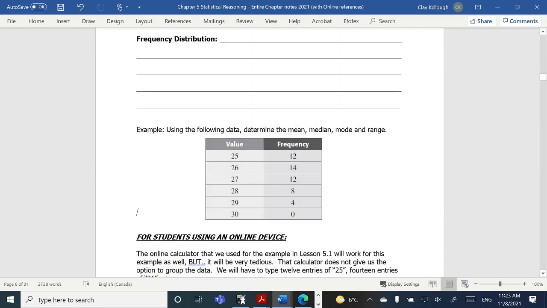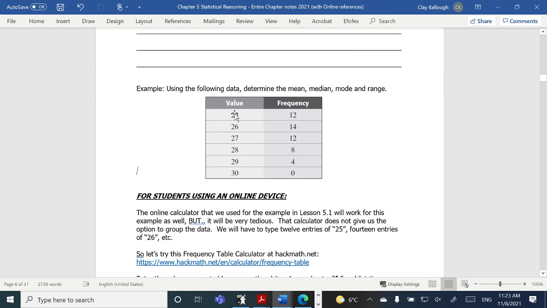Okay, so there's the notes. So you enter these values. Basically you have to imagine that this is a very large table of data. And in that table of data, the number 25 happens 12 times. The number 26 happens 14 times. The number 27 happens 12 times. The number 28 happens 8 times.